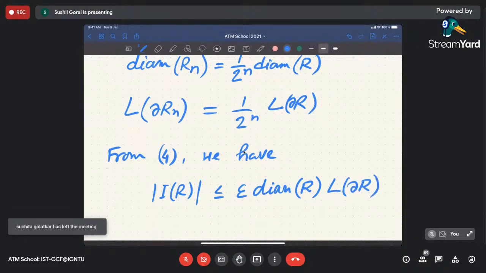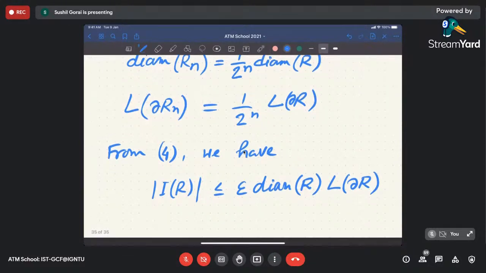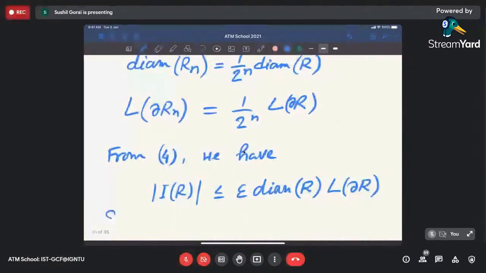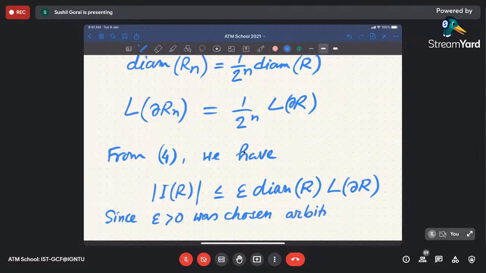But see here, epsilon was arbitrarily chosen, so the integration has to be 0. Since epsilon greater than 0 was chosen arbitrarily, the integration, which is just I_R, is equal to 0. So the proof completes. Is this fine? Any question in the proof?